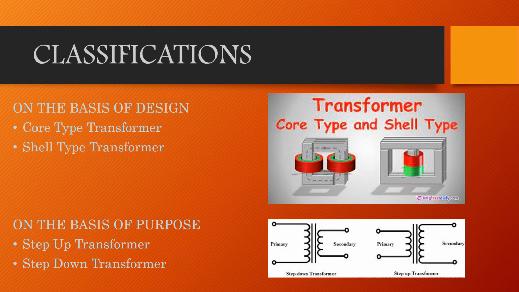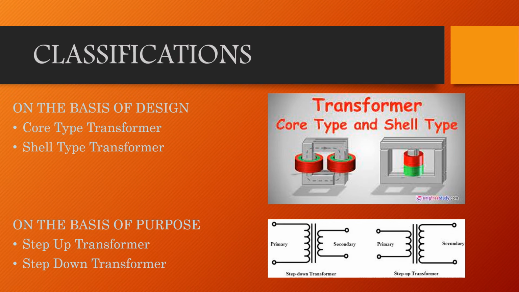A first classification can be on the basis of design, and we can classify transformers into core type transformer, which features two horizontal sections with two vertical limbs and a rectangular core with a magnetic circuit. Cylindrical coils are placed on the central limb of the core type transformers. The second one is the shell type transformer that has a double magnetic circuit and a central limb with two outer limbs. A second classification can be on the basis of purpose, and there we have the step up transformer and the step down transformer.